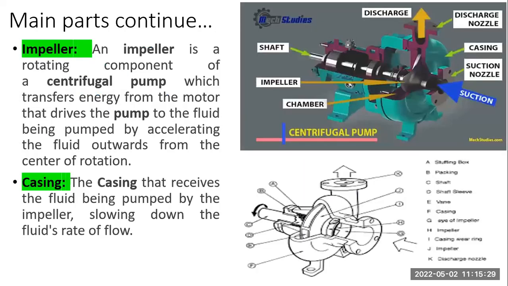So I have collected some figures from the Google. And now I am going to discuss the main parts. The first one is impeller. So impeller is the heart of the centrifugal pump. It will be a rotating component. It transfers energy from motor that drives the pump to the fluid being pumped, by accelerating the fluid outwards from the center of rotation.